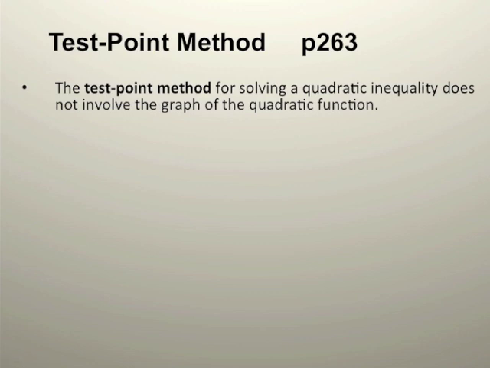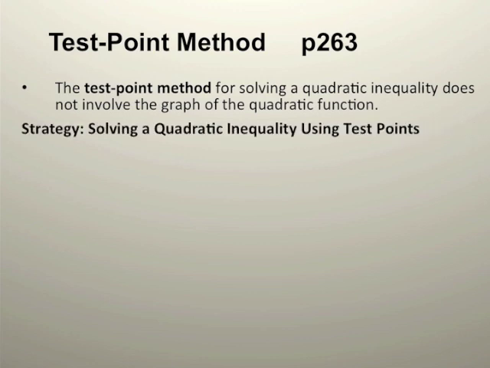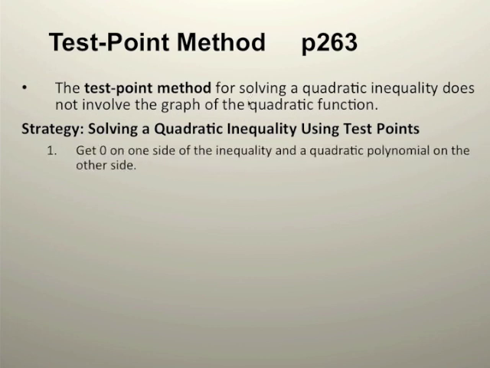We're going to solve these by using the test point method. We're going to use it for solving quadratics. It does not involve doing the graph of the quadratic function. The strategy for solving it using test points: the first thing you do is get 0 on one side of the inequality and the quadratic polynomial on the other side. So you basically have a 0 on one side, everything else on the other.